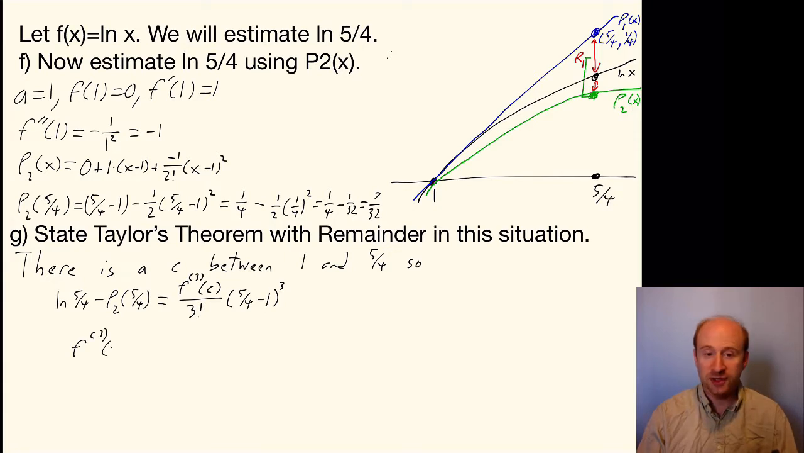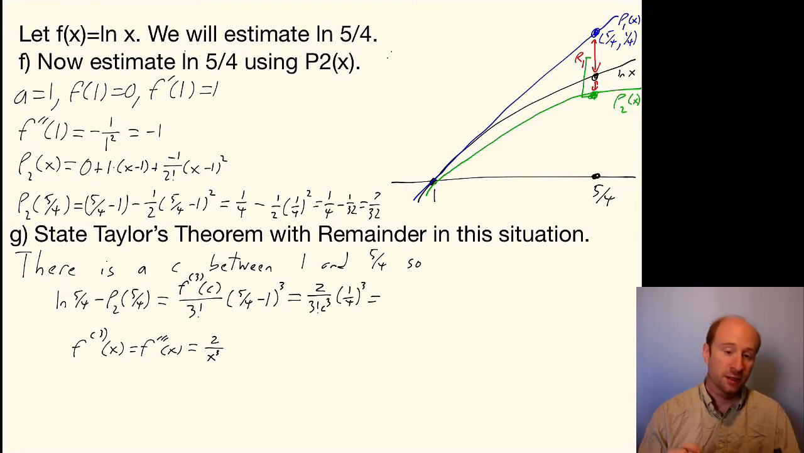The third derivative is 2 over x cubed. Right? It's the derivative of negative 1 over x squared. So you multiply by negative 2, and you get a 2 over x cubed. And when you simplify that all out, you get 2 over 3 factorial c cubed times 1/4 cubed. 3 factorial is 3 times 2 times 1. The 2 on the top cancels the 2 on the bottom. We end up with 1 over 192 times c cubed when we multiply everything out.